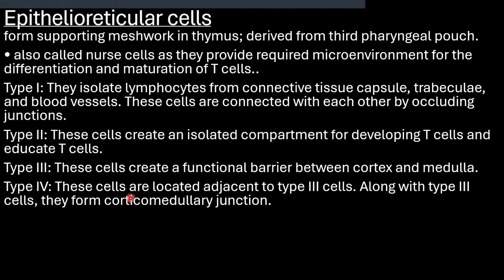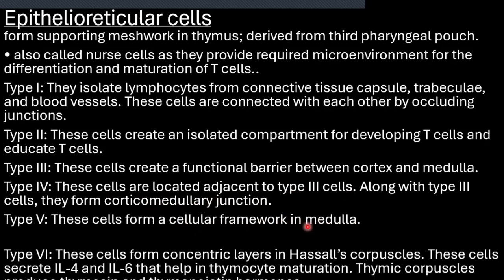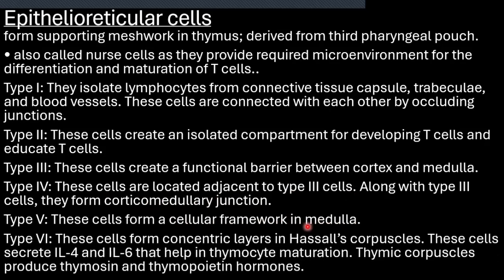Then type 4, these ones are found within the medulla, and they also participate in the formation of that functional barrier, the corticomedullary junction. Now, type 5, on the other hand, form a cellular framework in the medulla. And type 6, they are the ones which I showed you, forming those concentric layers in the Hassall's corpuscles, and they secrete the interleukins 4 and 6, which we said are important for thymocyte maturation, and also produce thymosin and thymopoietin hormones, okay?